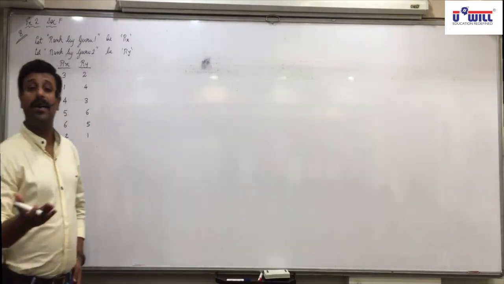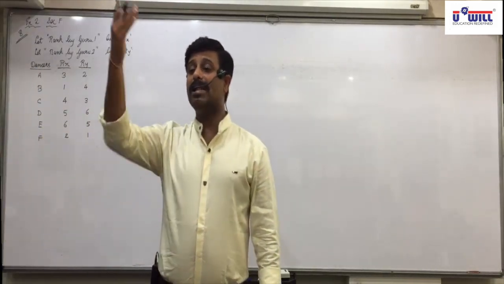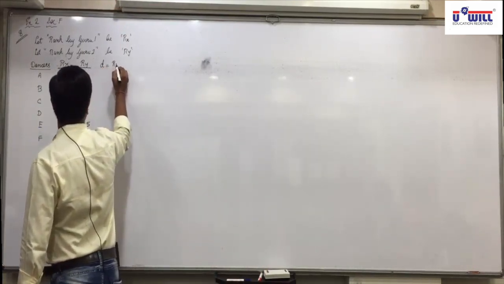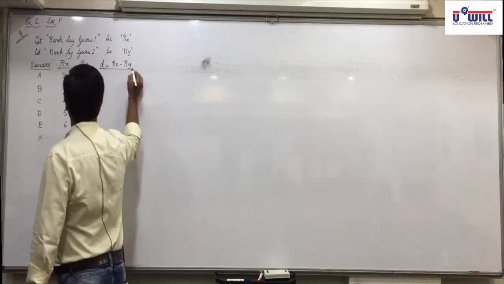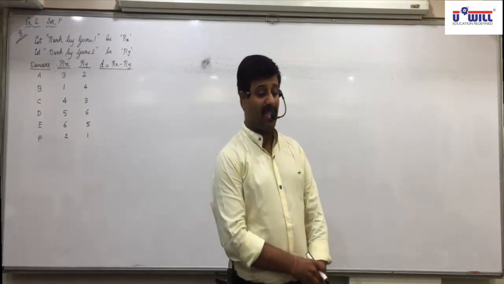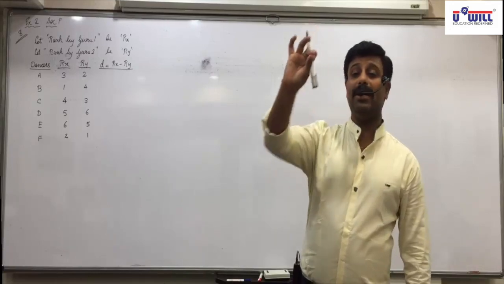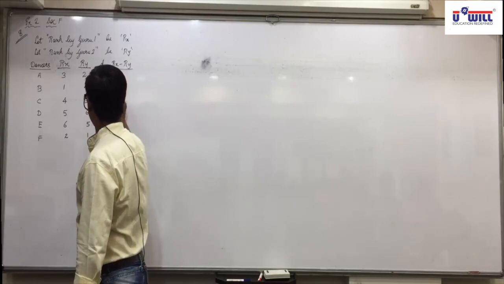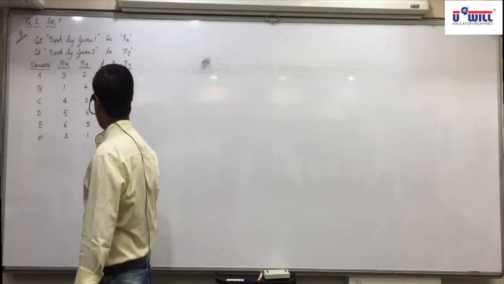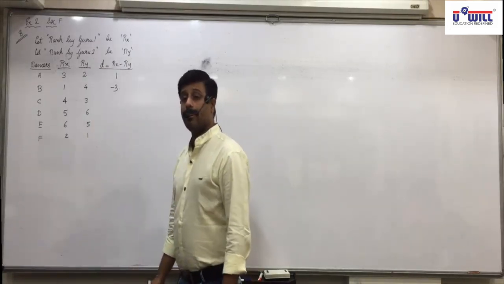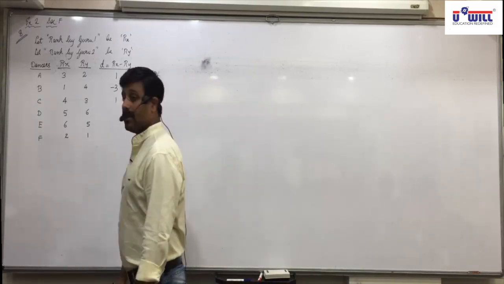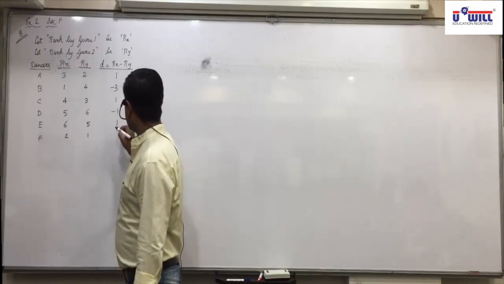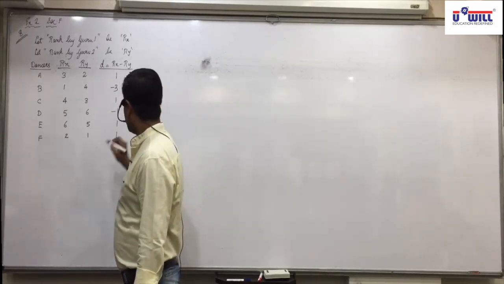Now the same procedure as we did yesterday. So Krishna, what is the next step? How will we find D? Rx minus Ry. Yes, raise your hand. Who is still writing the values of Rx or Ry? Shubhadra, tell me the values of D. 3 minus 2, 1. 1 minus 4, minus 3. 4 minus 3, 1. 5 minus 6, minus 1. 6 minus 5, 1. 2 minus 1, 1.